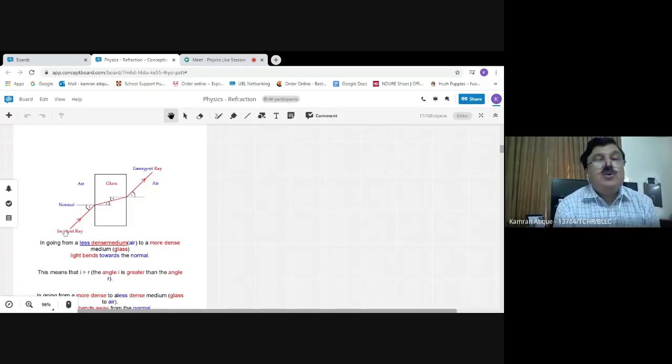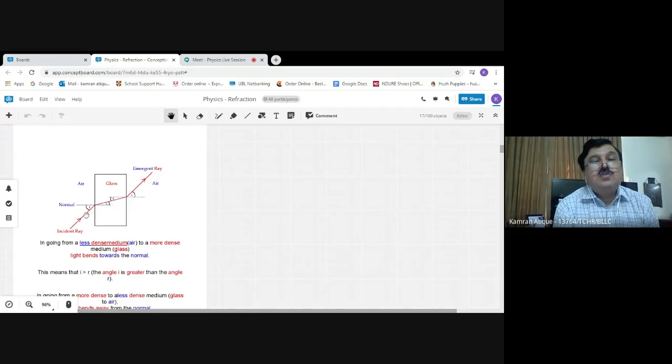At that particular point, at that particular position, we have placed a ray box. So it means the light ray, which travels in the form of a straight line, would have traveled along this particular path along which I'm moving my cursor. So along this particular path, the light has struck the boundary line separating two mediums. This is the boundary line separating two mediums.